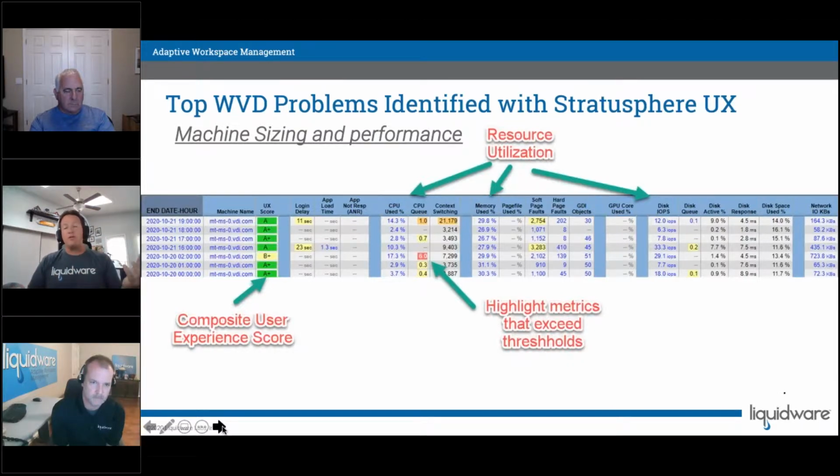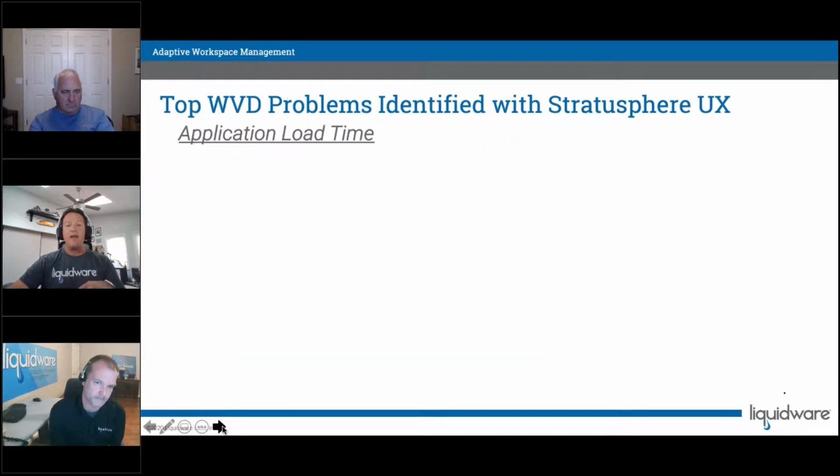One of the other main things you can use Stratosphere for, again, is sizing your machines and getting performance. As Mark had mentioned, we provide a composite user experience score using elementary grade school grades and a stoplight methodology, A, B, and C, green, yellow, and red, so that you can really quickly see if that's a good or a bad user experience. We give you averages on your resource utilization, so your CPU, memory, disk IO, and network IO consumption. And then we highlight the metrics that exceed those thresholds, and give you the ability to drill down and see what thresholds are being exceeded.